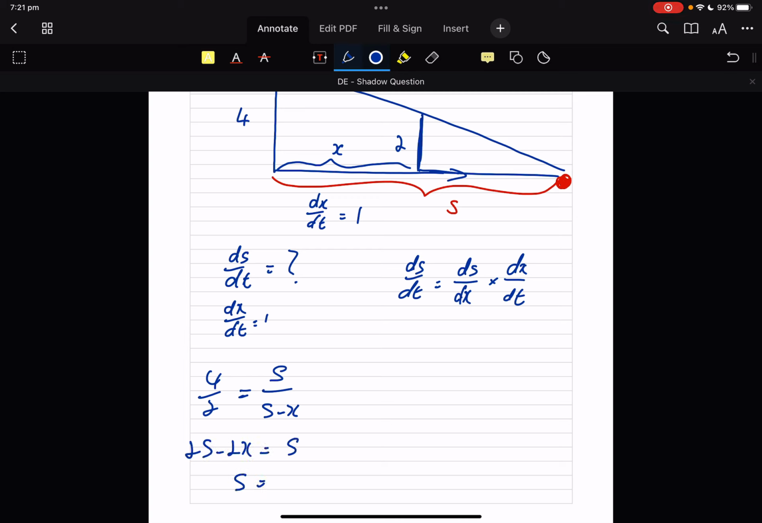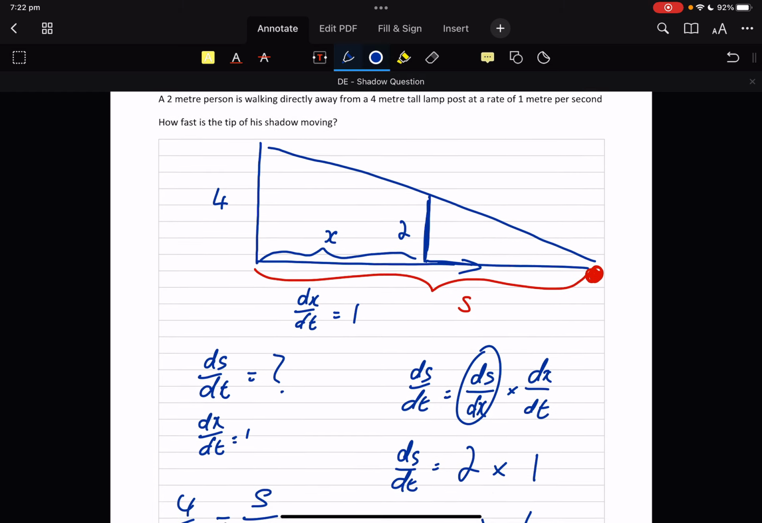And I'm running out of room. ds dx equals 2. So ds dx is 2. dx dt is 1. Therefore, ds dt is 2 metres per second. That's how fast the shadow is moving across the ground, the tip of his shadow.